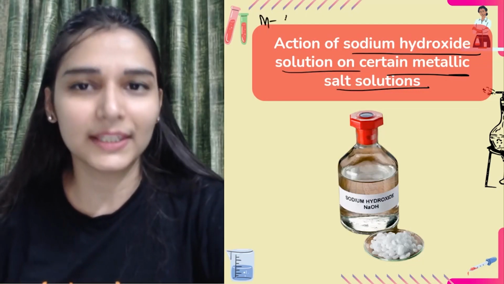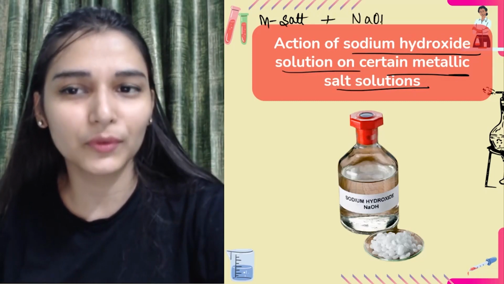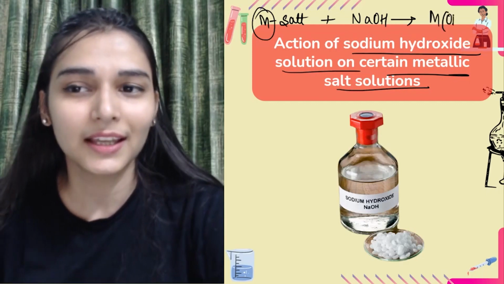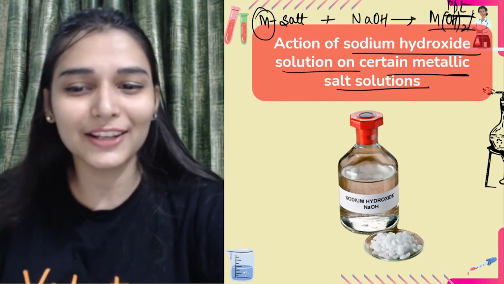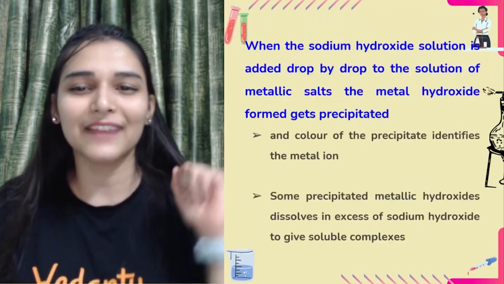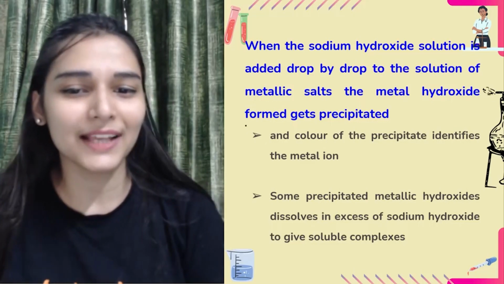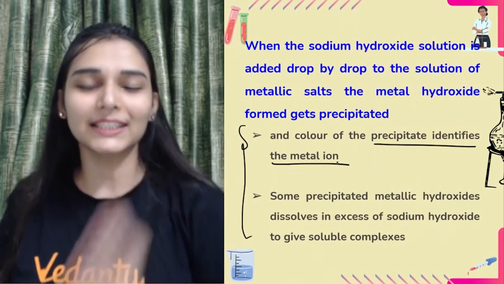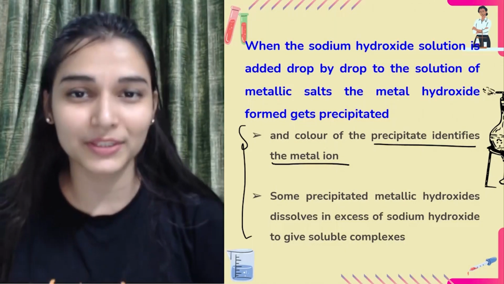When you have a metal salt, you would be treating it with a base, ma'am has told you, and that base would be helping the metal ion to get as a precipitate, and then we will observe the color of that precipitate. So the first base that we are starting with is sodium hydroxide. All that ma'am has told you is written over here. The color of the precipitate will help us to identify the metal ion. That is what qualitative analysis is all about.